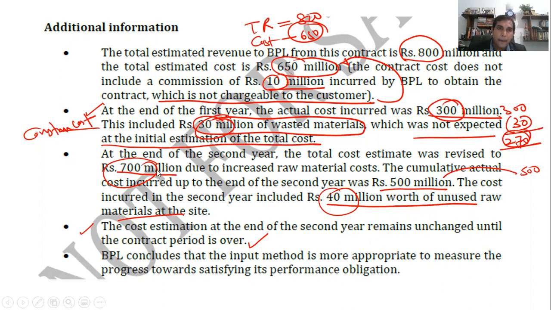Then the next one: BPL concludes that the input method is more appropriate to measure the progress towards satisfying its performance obligation. The input method is more appropriate. So that has been given clearly. As per the standard, there are two methods, the input method and the output method. I have already emphasized that. So here the input method is more appropriate, and you need to apply that input method.